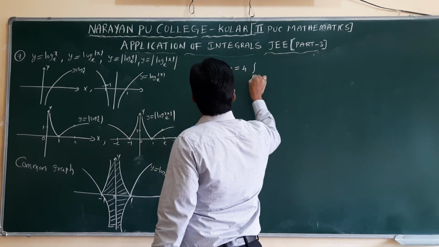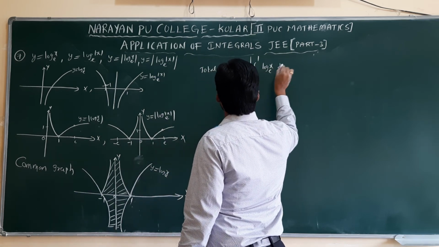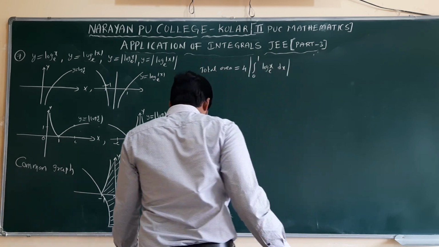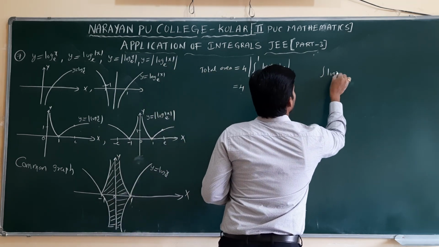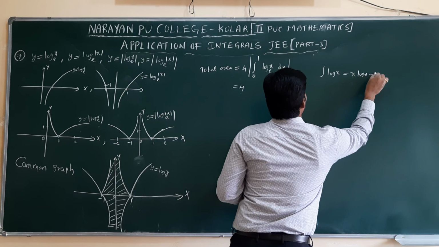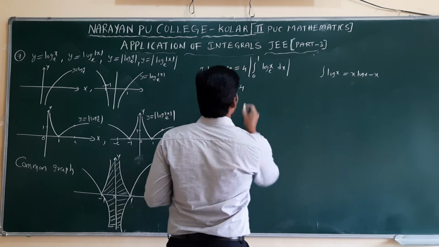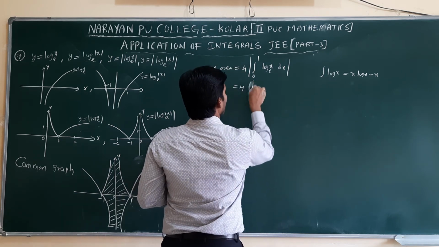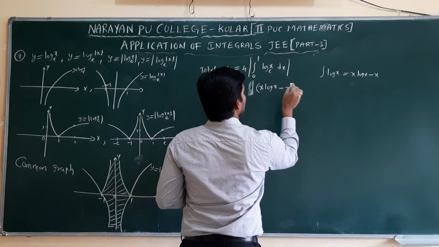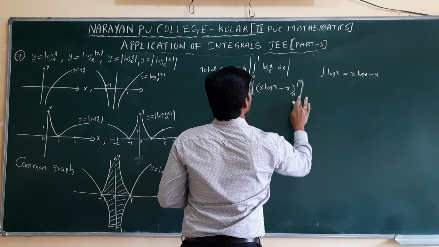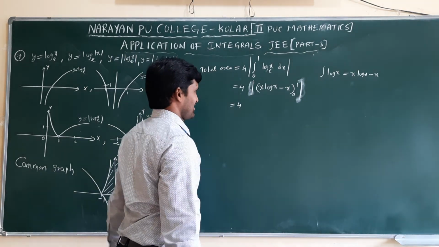Total area is 4 times the integral from 0 to 1 of log x to the base c dx. Integral of log x, we already know the formula. What? x log x minus x, or if you take x common, x into log x minus 1 you will get. Plus c is not required here. Modulus of x log x minus x from 0 to 1. While integrating, integration is over.